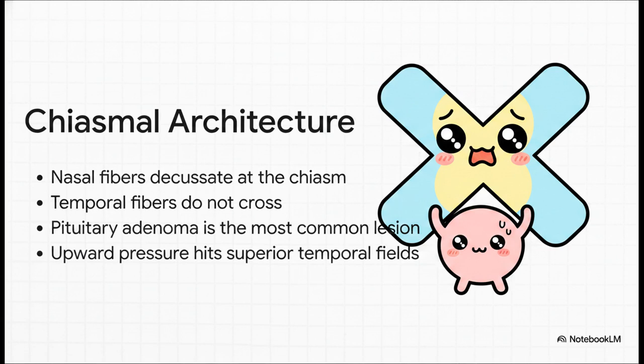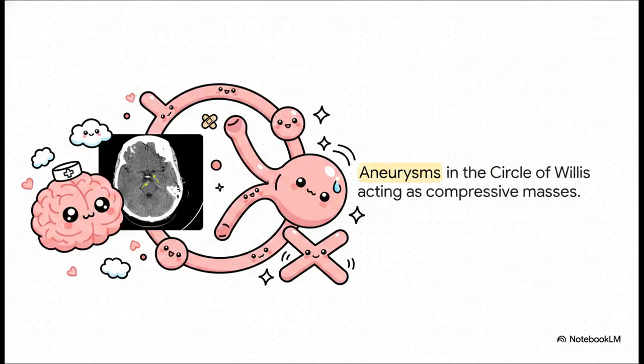Now, the most common cause of a chiasmal lesion is a pituitary adenoma. Because the pituitary gland sits directly below the chiasm, a tumor growing upward compresses those crossing nasal fibers from below. This initially wipes out the superior temporal visual field, which creates that highly specific heteronymous defect we just talked about. But hey, tumors are not the only threat hiding in this area.